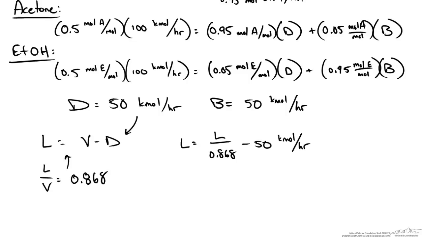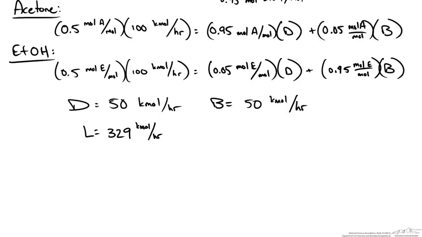This gives us L, which has a flow rate of 329 kmol an hour. Now to determine V bar, we could do one of two things. We could either determine what the slope was from the bottom stripping line and apply the same methodology we just did, or we could take a different approach, and I just want to work through this other one. Based on the liquid being 329, we know that vapor therefore must be 379 kmol an hour.